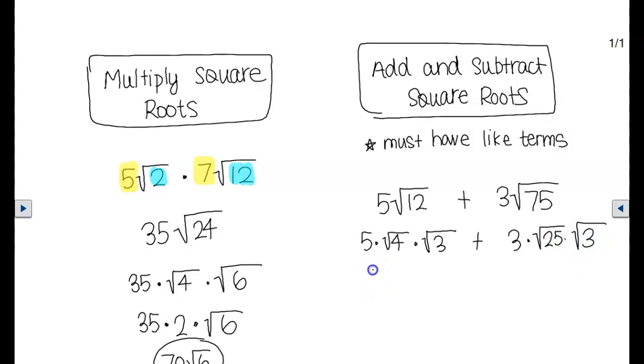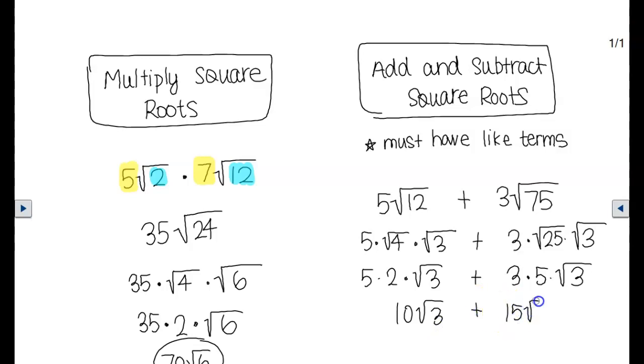All right, continuing on, this would give us 5 times 2 times the square root of 3 plus 3 times 5 times the square root of 3. So we end up with 10 square roots of 3 plus 15 square roots of 3. Now we can see, once that simplifying is done, that these are indeed like terms, and we can add them together. So we would add 10 plus 15 and get 25 square roots of 3.